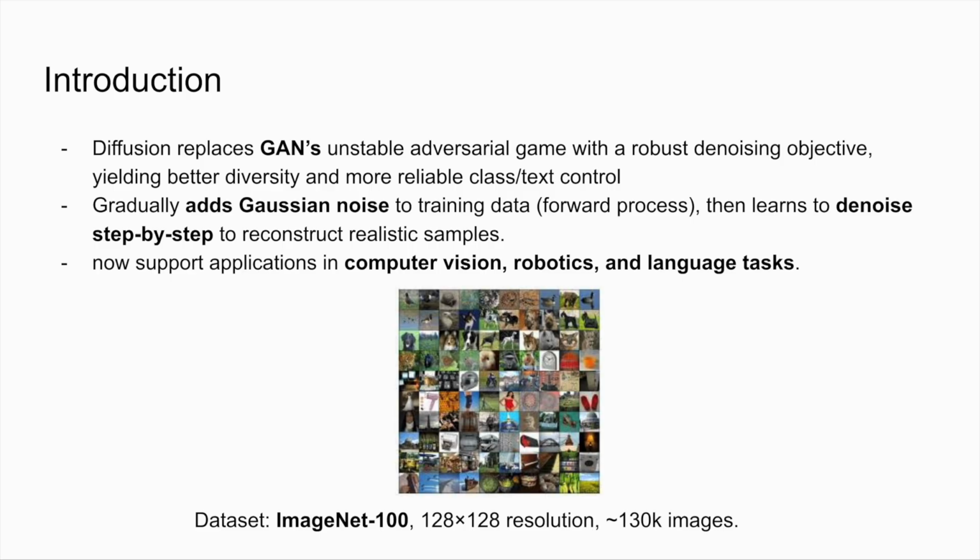For this project, we trained on the ImageNet 100 dataset, which contains about 130,000 images covering a wide range of classes. This diversity makes it a strong benchmark for evaluating generative performance.